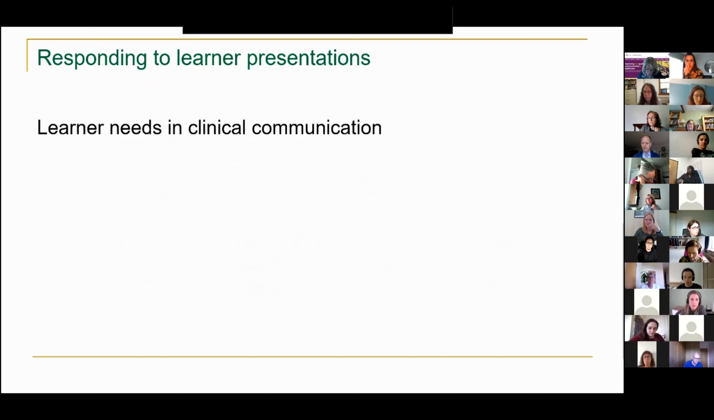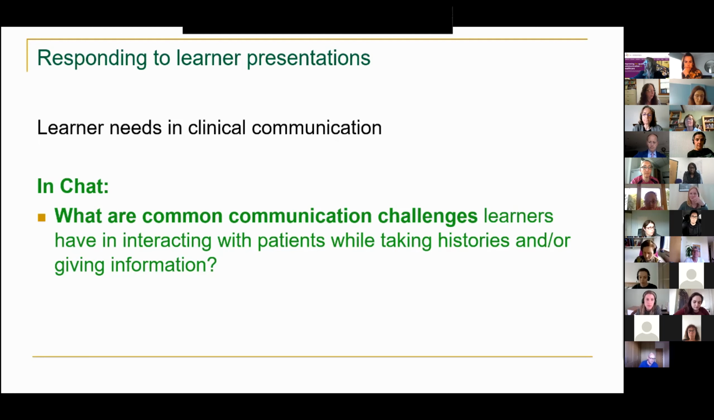I see that one consistently, lack of empathic statements. So I'd just be curious to get our collective wisdom here and type in at least one thing that you commonly see as a communication issue with the learners you work with. Where are their skills lacking? And I'll give you a second to put some stuff in the chat.